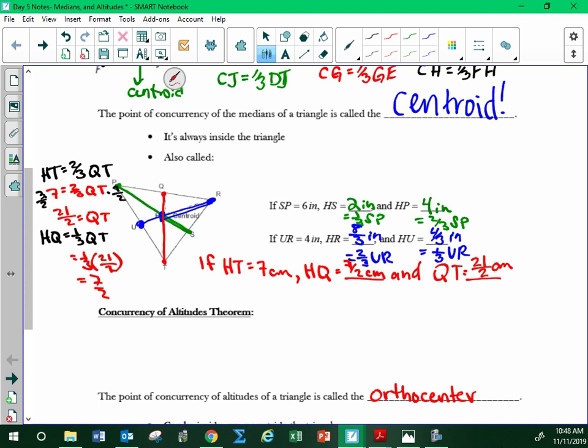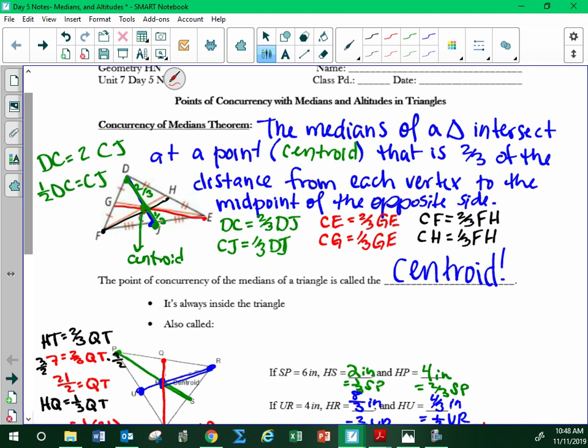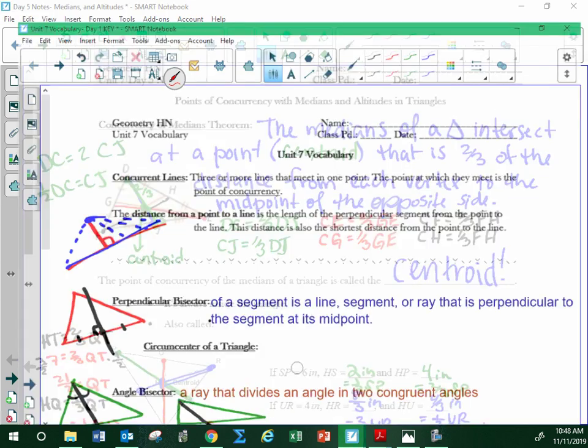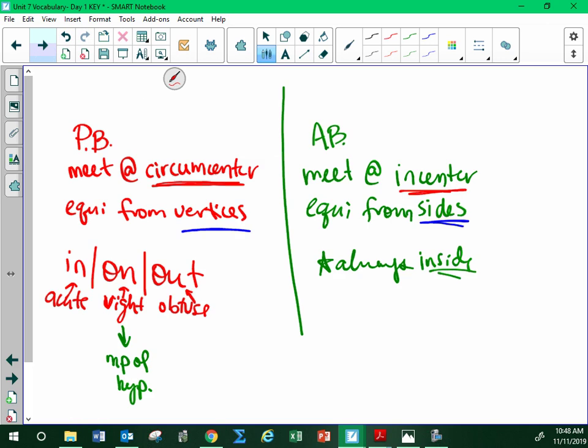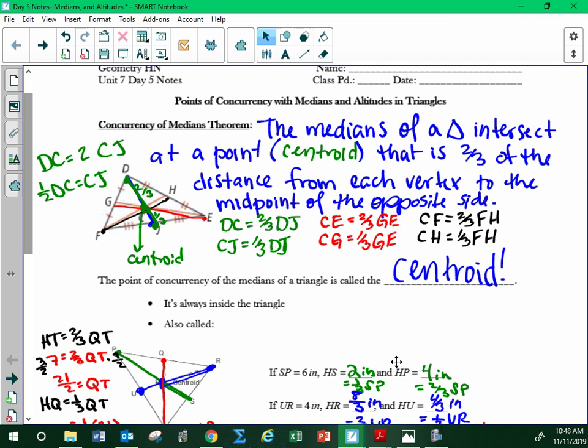Okay, so again, our centroid, just like with our perpendicular bisectors, we get circumcenter, which is equidistant from vertices. Angle bisectors, we get incenter, equidistant from sides. We now need to add to our memory. Our medians meet at the centroid, and that breaks it up into our 2/3, 1/3. So that's our type of line. That's the point of concurrency, and here's that special characteristic.